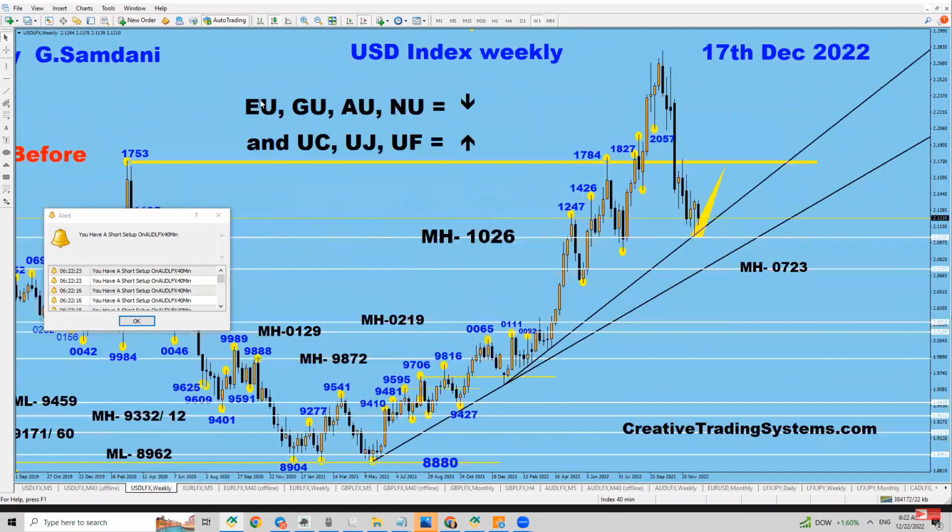EU, GU, AU. I already have GU short right now. I had a short AUDUSD yesterday, right? And these pairs should be going up long. UJ didn't go long because it went down because of yen strength big time. So I'm still waiting for this to answer me why it didn't go up yet. So UC and UJ, I'm looking for the upside. NU and UF are not even trading.